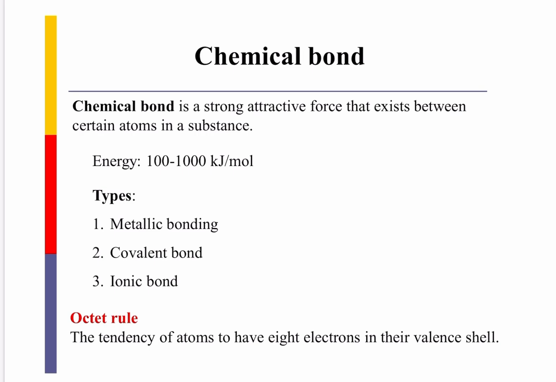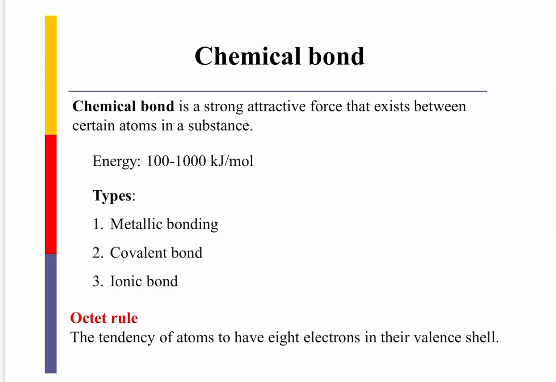Today my lecture starts with chemical bond. A chemical bond is a type of attraction between atoms. It is a strong attraction force between certain atoms in a substance, also we can say. It has a very high energy, around 100 to 1000 kilojoule per mole. We have three types of chemical bond: metallic bond, covalent bond, and ionic bond.